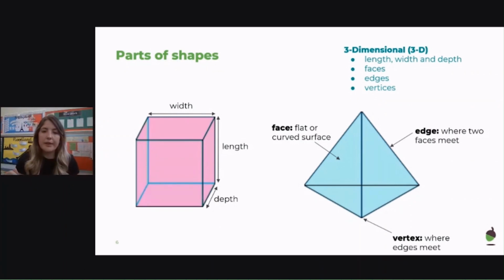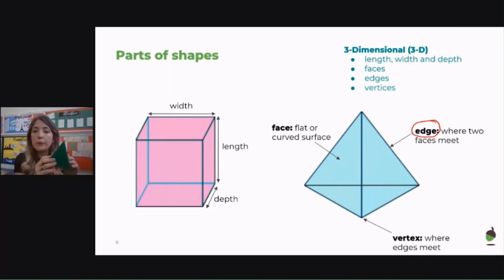And then we've got the names of the different parts of a 3D shape. Only one is different from the 2D shape. So we have a face, which is the flat or curved surface on a 3D shape. And we have the edge, which is where 2 faces meet. And then we have the vertex, and multiple is vertices. So the different word here is edge. On a 2D flat shape, it's called a side, and on a 3D shape, it's called an edge.